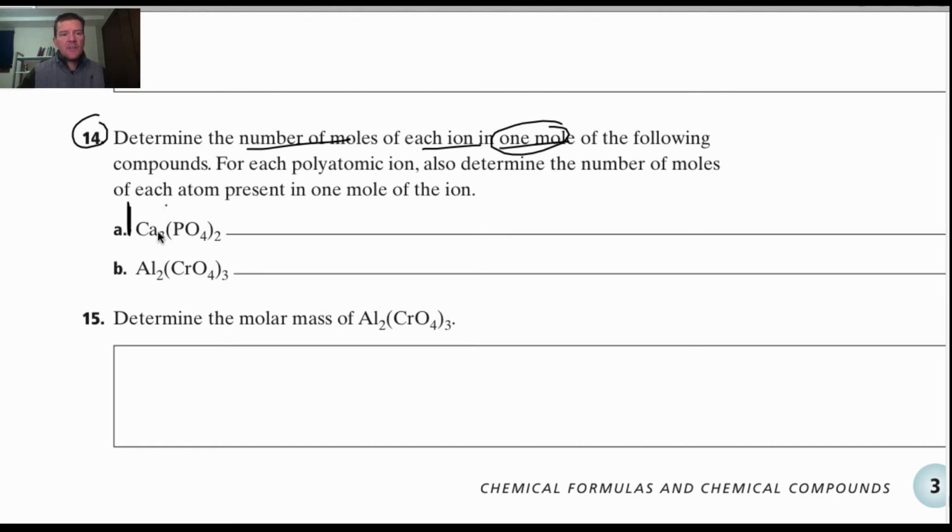Well, inside there we have 3 calcium for every 1 compound. So there's going to be 3 moles of calcium. And inside here we've got P, phosphorus, in this group, but look, it's doubled. So there's 2 moles of the phosphorus. And there's 4 oxygen in this group, but then it's doubled. So there's 8 moles of the oxygen. Okay? And I'm sure you can do this one.